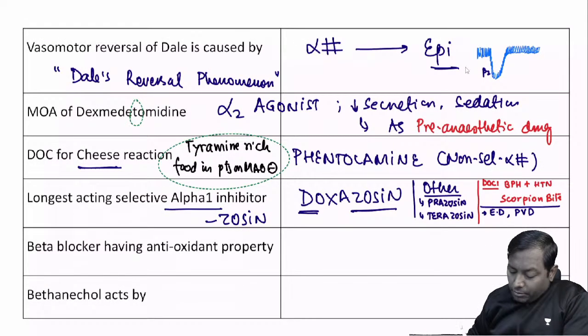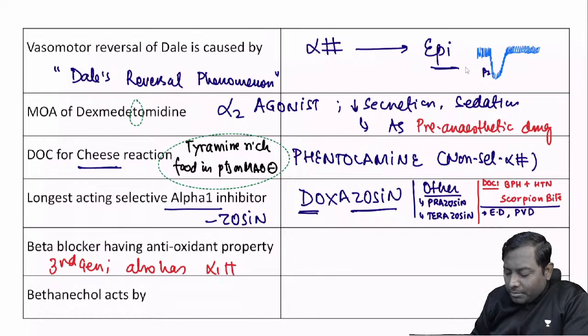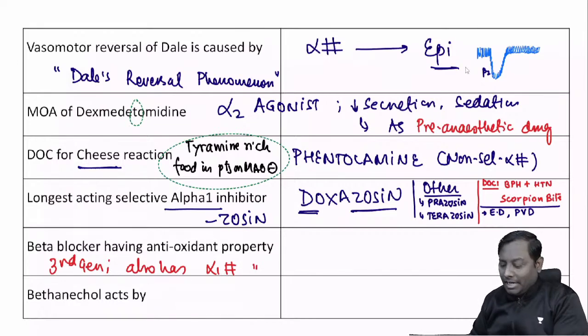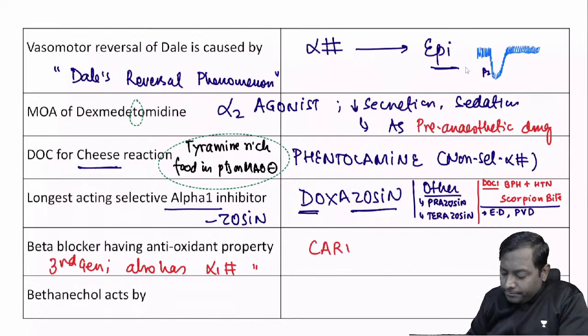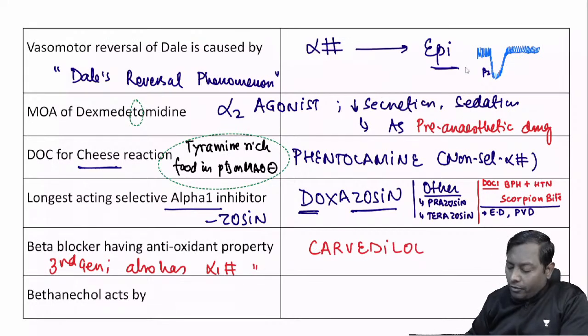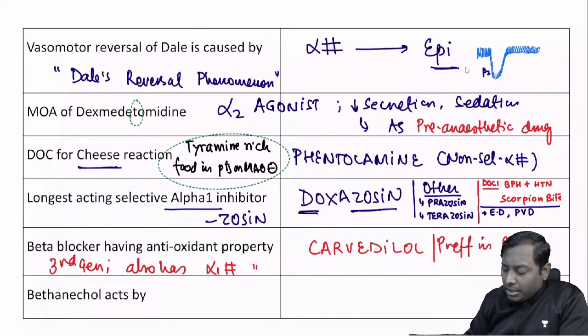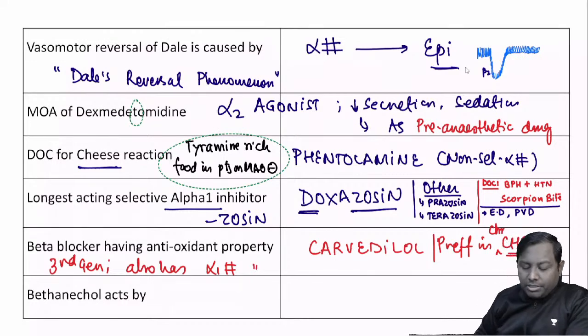Now, which is the beta blocker that has the antioxidant property? This is one of the third generation beta blockers, and it also has alpha 1 blocking property. The name is carvedilol. It is also the most preferred beta blocker in a patient with chronic congestive heart failure.